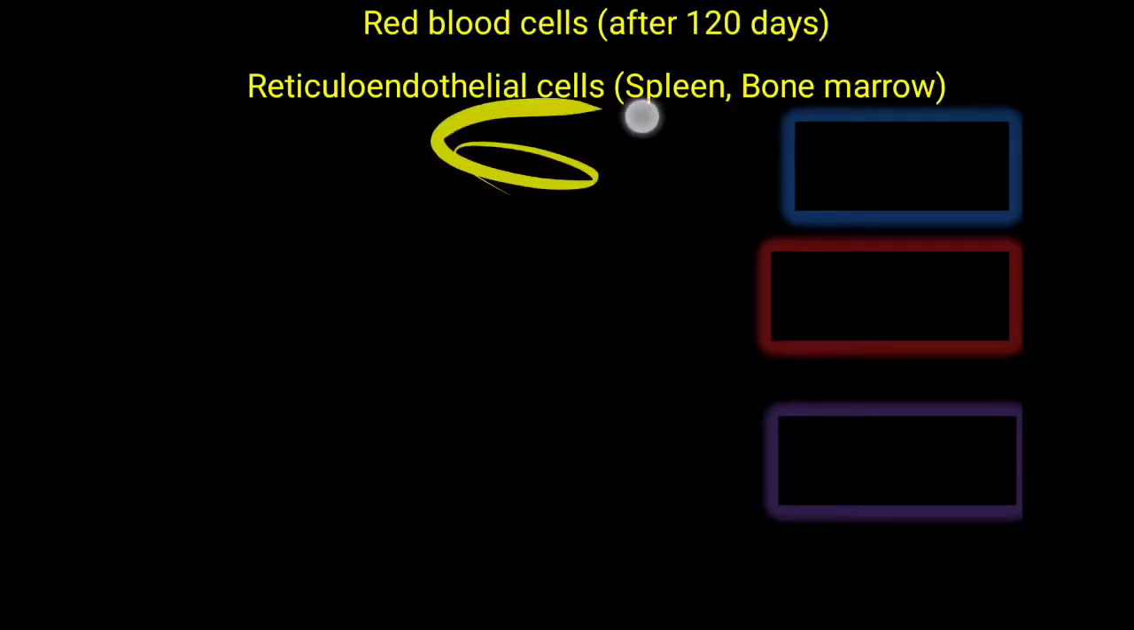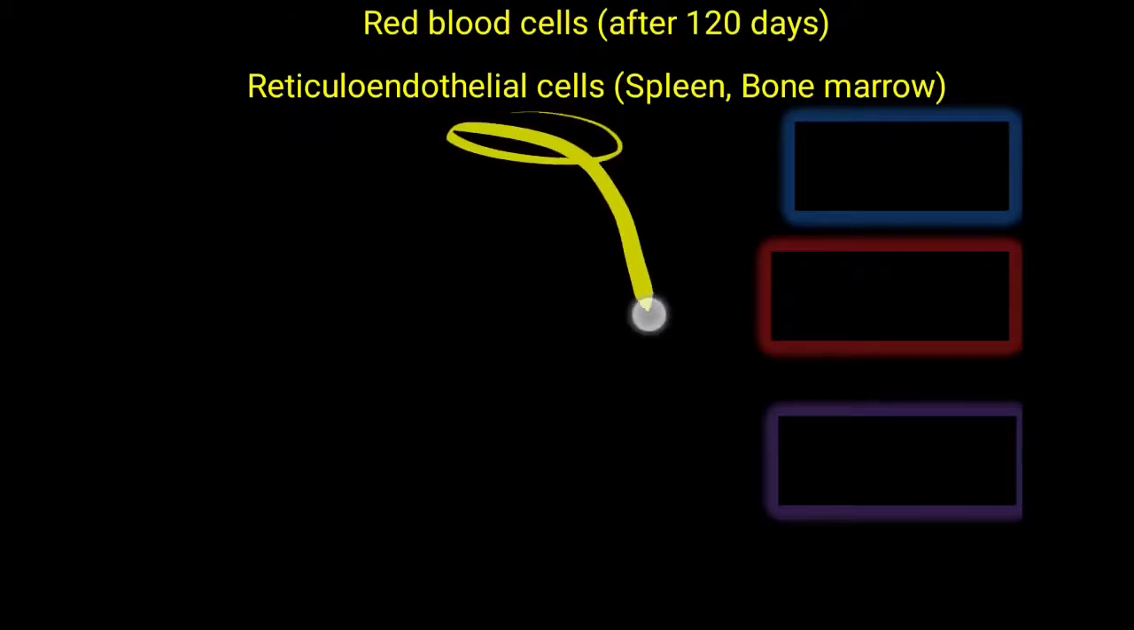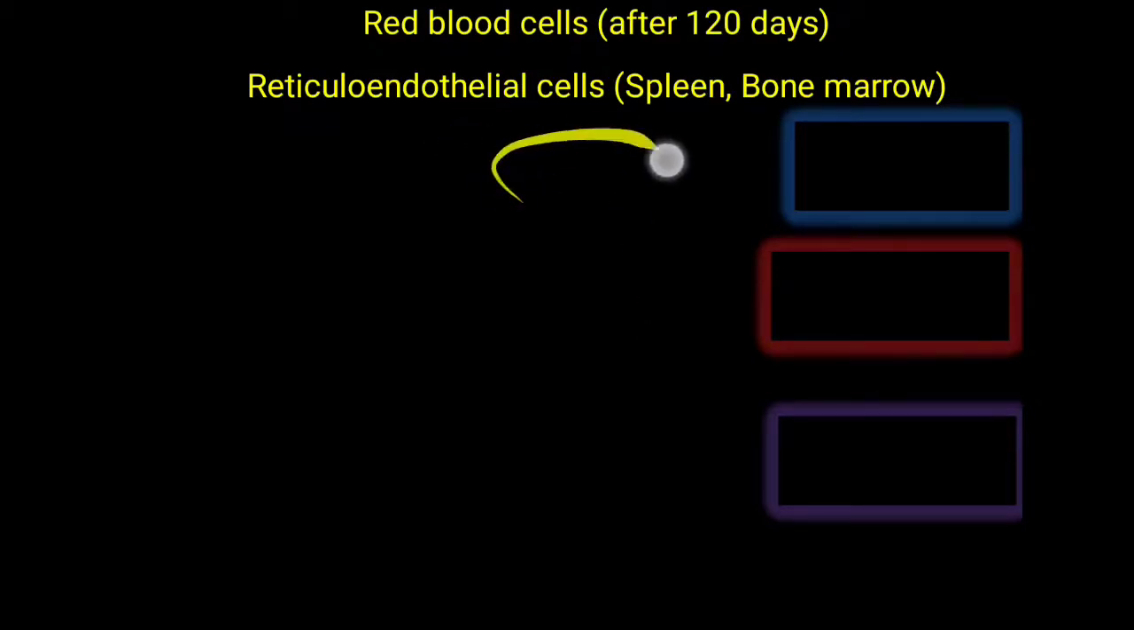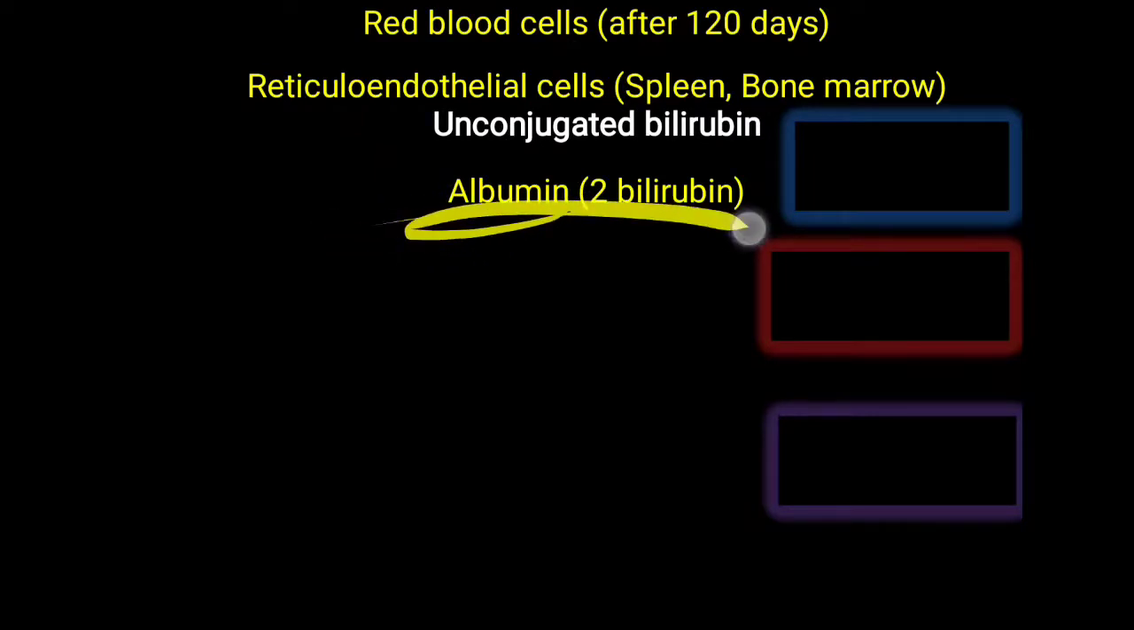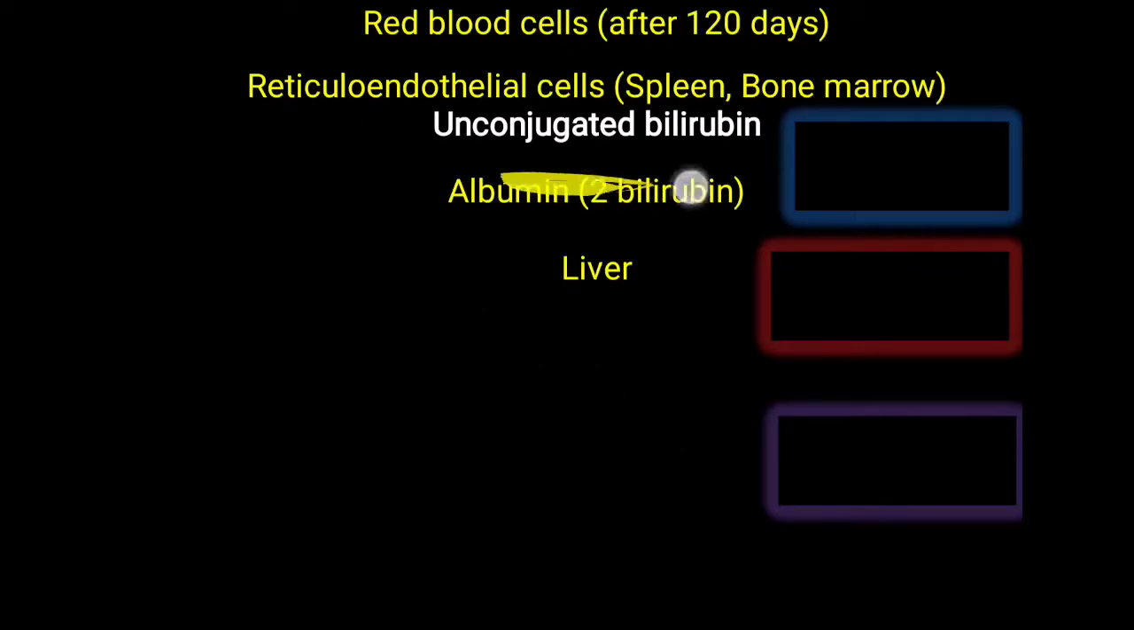If it is in the liver, then there is no problem because further process is occurring inside the liver. But from the spleen and bone marrow, this unconjugated bilirubin, which is generated initially from the heme catabolism, needs to be transported up to the liver, and that transportation will occur with the help of albumin. One molecule of albumin is attached with two molecules of bilirubin, and with the help of albumin this unconjugated bilirubin will enter inside the liver.